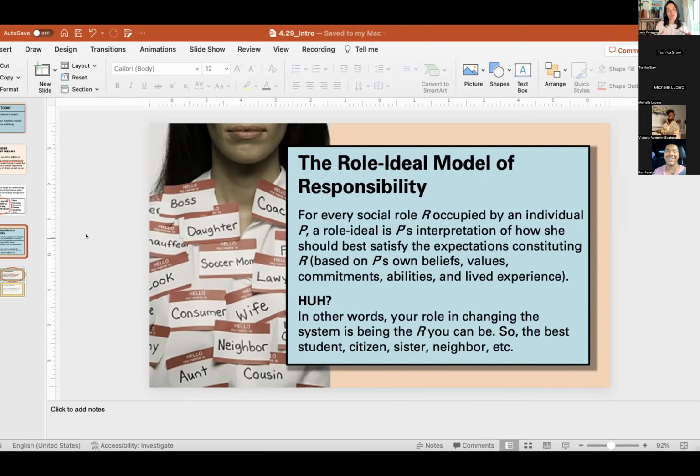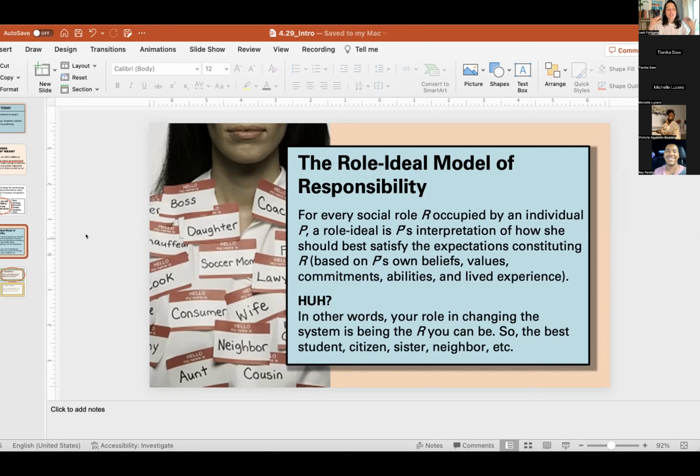So we're talking about different social roles. So you want to think about the expectations for somebody who is operating within that role in the most ideal, best kind of way. And that notion, that understanding of the most ideal, best kind of way is based on that individual's own beliefs, values, commitments, abilities, and lived experiences.